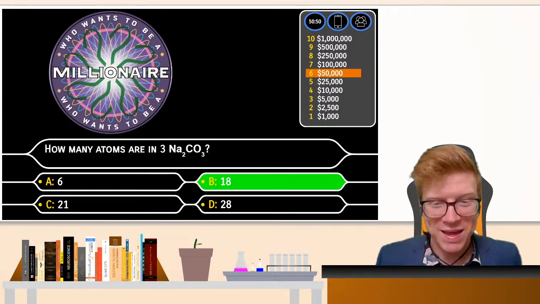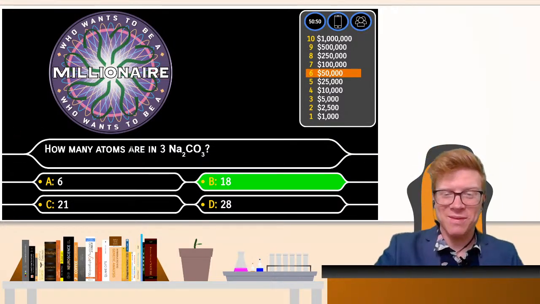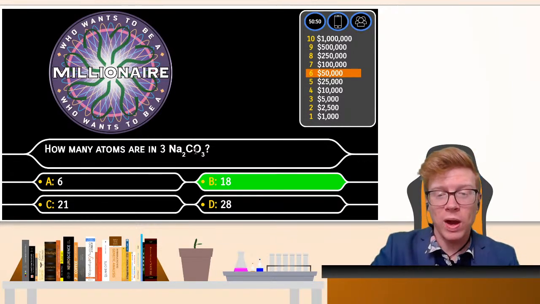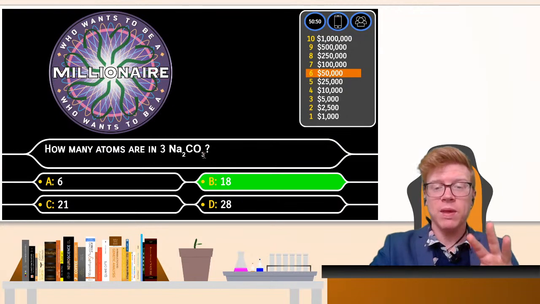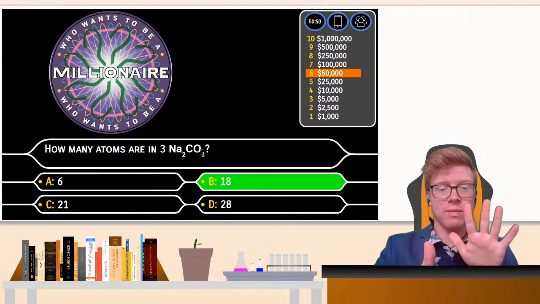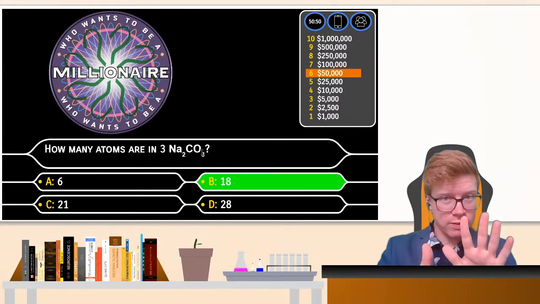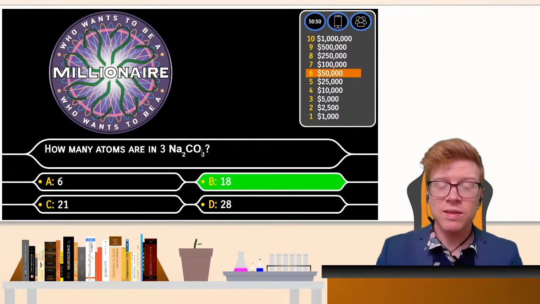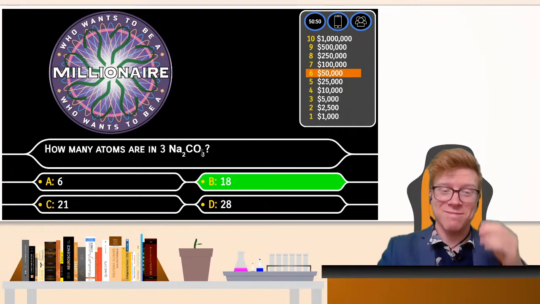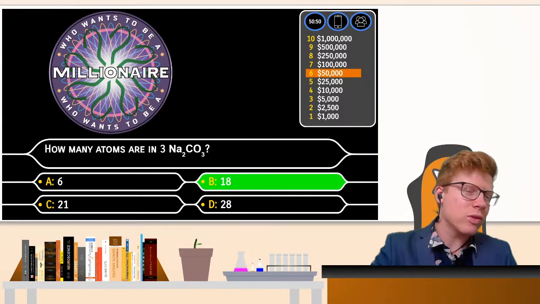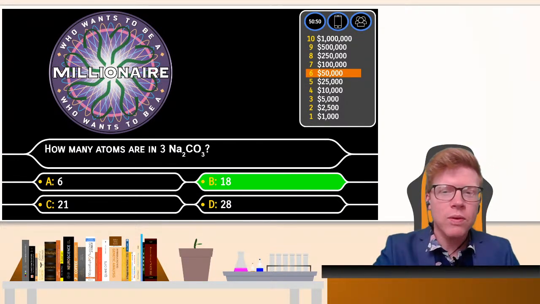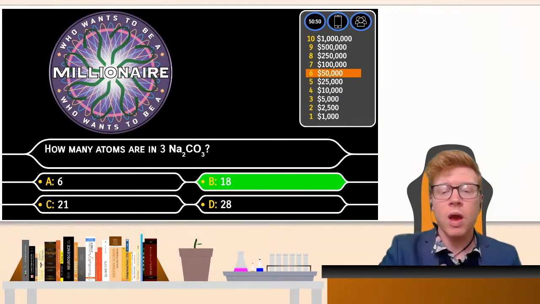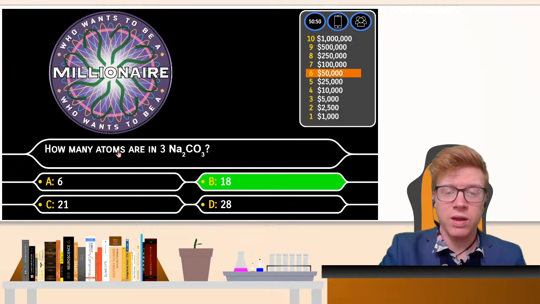18. That was B. If we look here, in each single molecule, we have 2 sodium, 1 carbon, that gives us 3, and 3 oxygens, that's 6. We have 3 molecules of this, so we need to times this number by 3. That gives us 6 times 3, which is 18. Very well done if you've earned yourself $50,000. But we're now on to question number 7, worth $100,000.